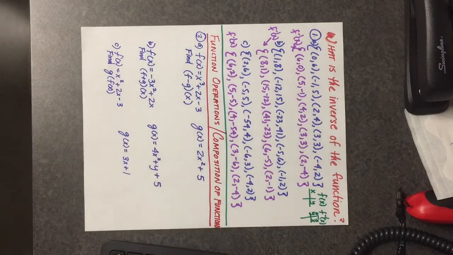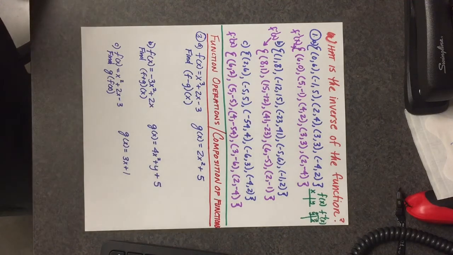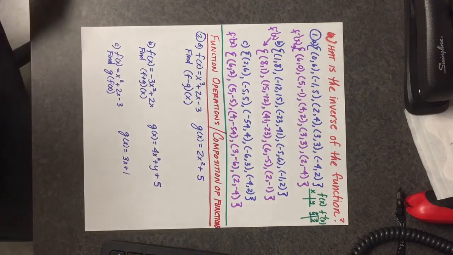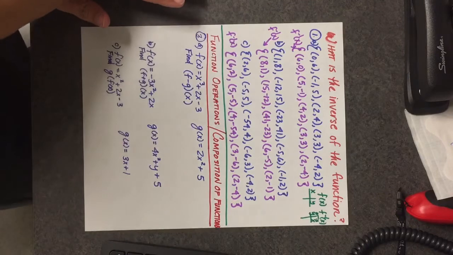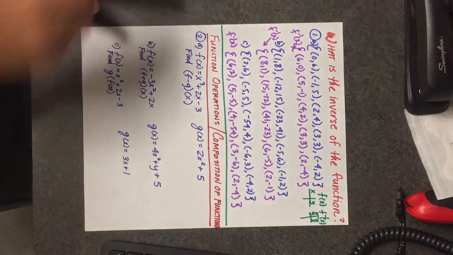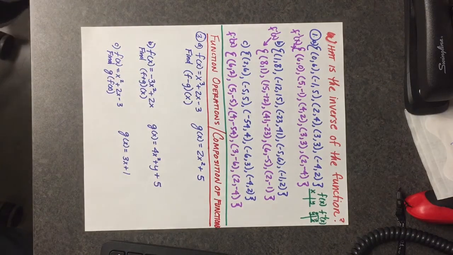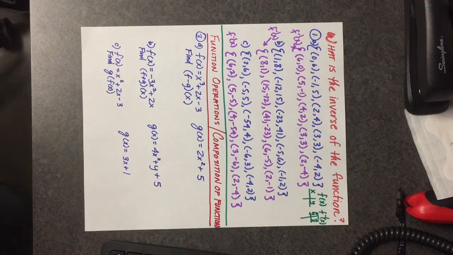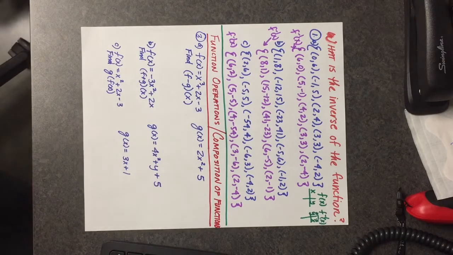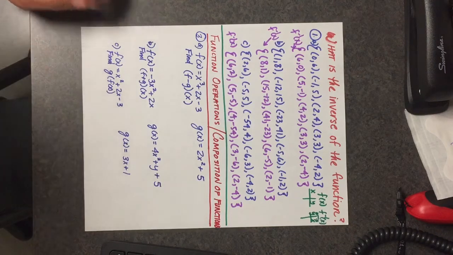So this is the third part of the review for the CFA coming up, and this is actually the function operations and composition of functions. So what we're going to look at here are the function operations, which are ways that we combine two different functions. Function operations can encompass addition, subtraction, multiplication, division, and then composition, which we will get to last.